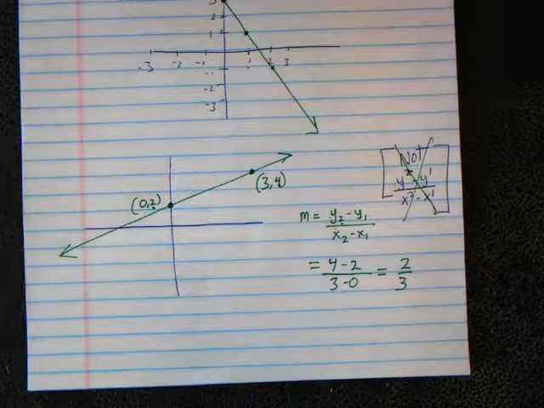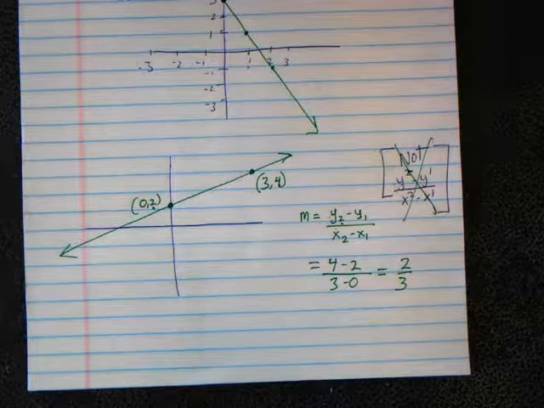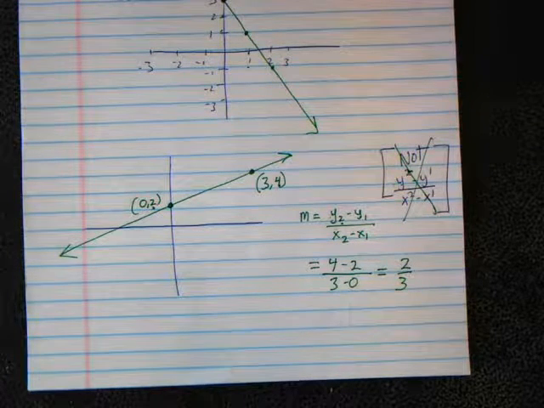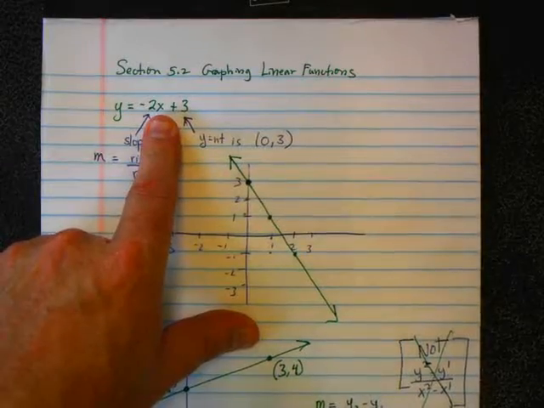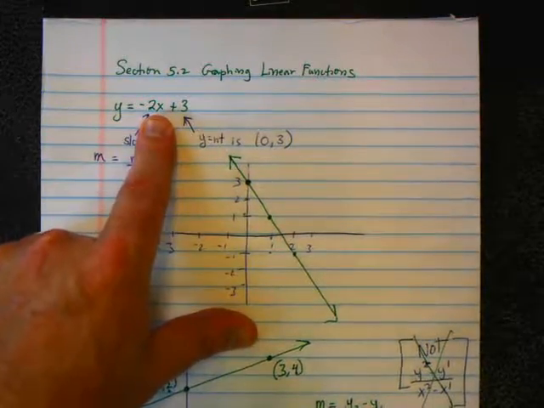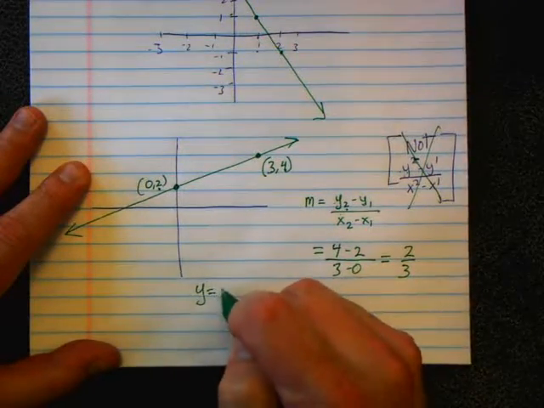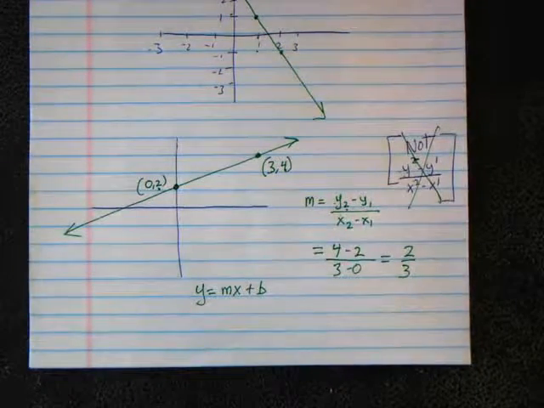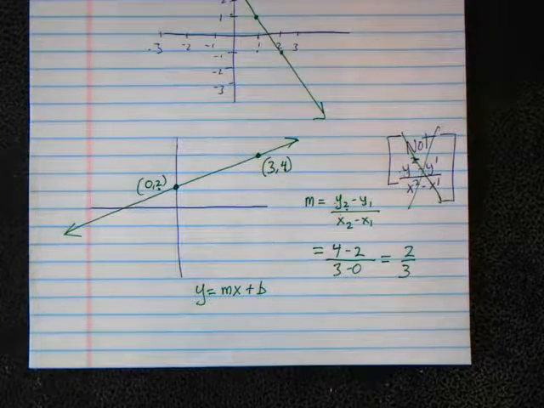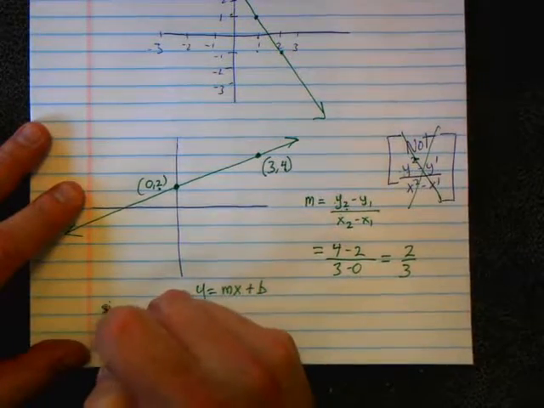Yeah? Y equals 2/3 x plus 2. And how did you get y equals 2/3 x plus 2? Because 2/3 is the slope and the y-intercept is 2. Yeah, and we use this little formula like we did before. And it's usually written this way: y equals mx plus b. And that has a name. What's that called? This is called slope-intercept form of a line.